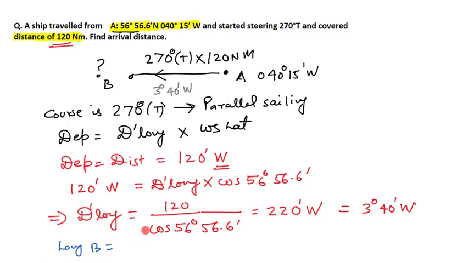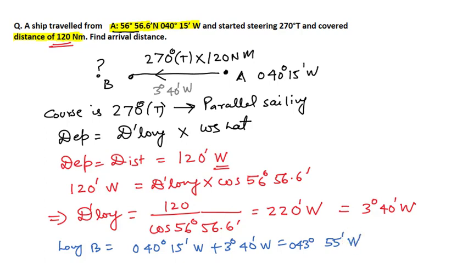will be, okay, we need to add 040 degree, 15 minute west, plus 3 degree and 40 minute west. So it becomes how much? It becomes 15 plus 40, it is 55, and this is 043 degree, 55 minute west.